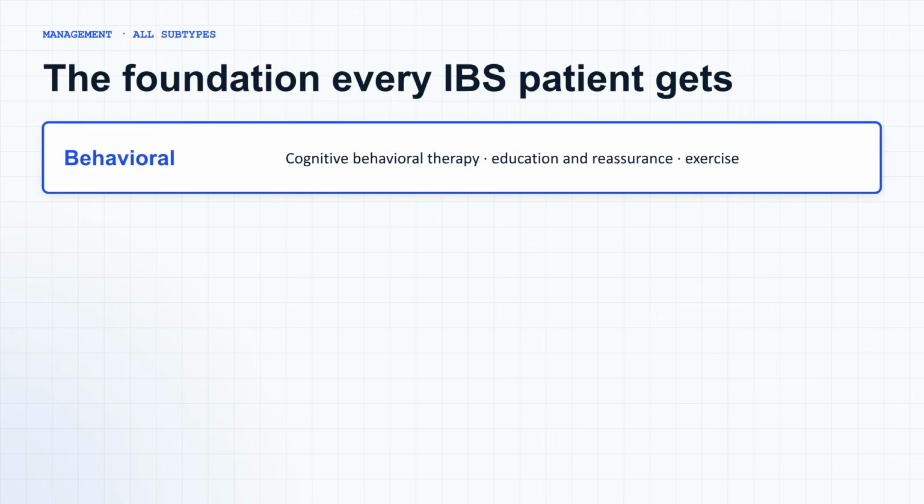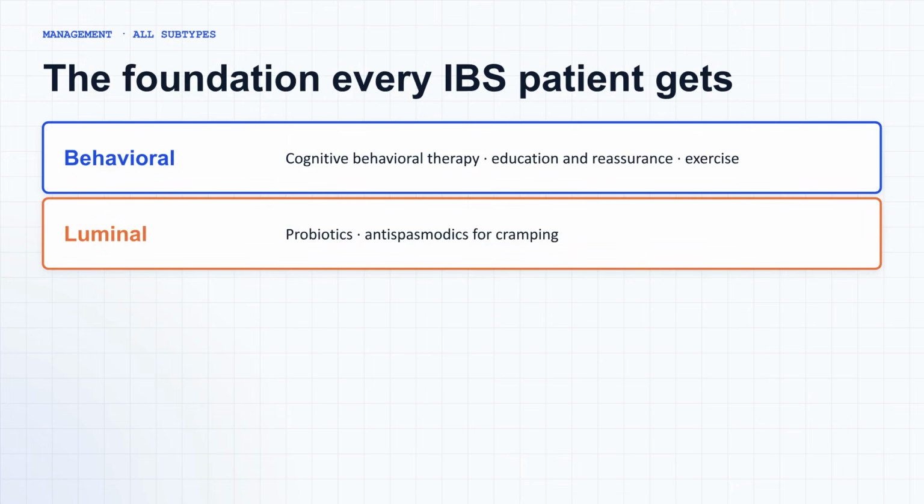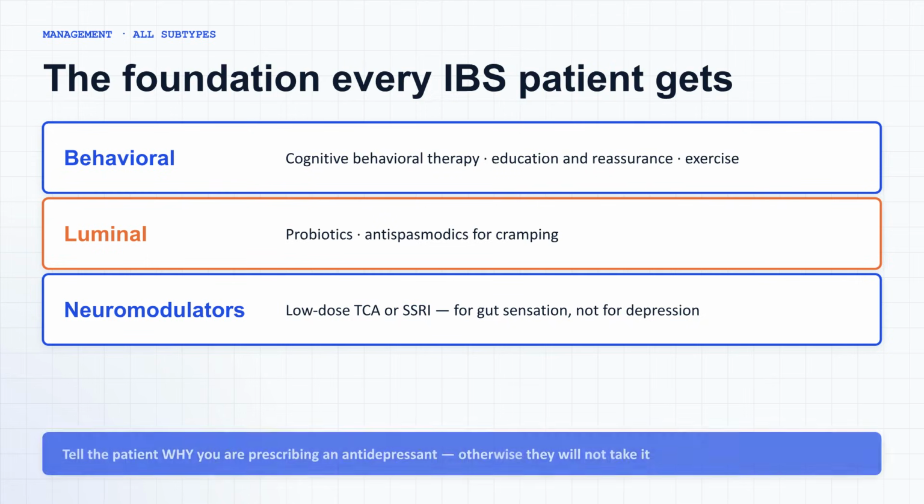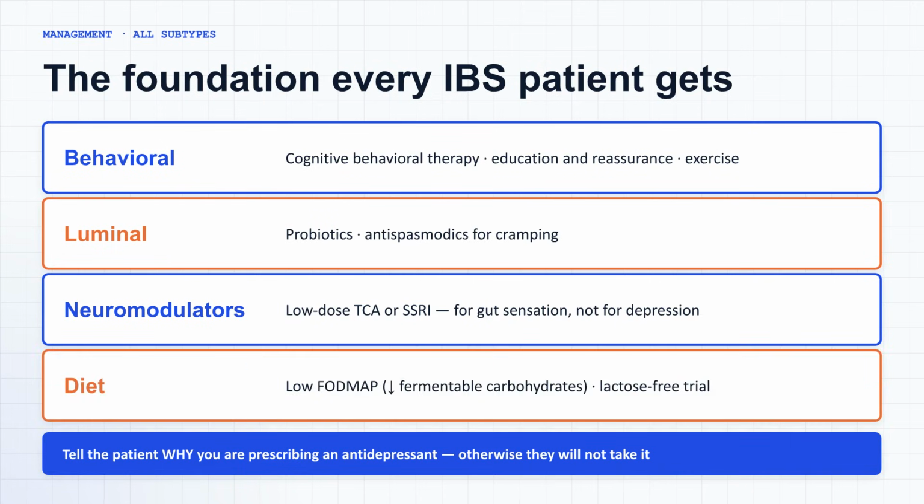Start with education and reassurance, then cognitive behavioral therapy, which has real evidence in this disease. Add exercise, probiotics, and antispasmodics for cramping. Neuromodulators help a great deal, a tricyclic antidepressant or a selective serotonin reuptake inhibitor at low dose. These are used for their effect on gut sensation, not because you think the patient is depressed. Say that out loud to the patient, or they will stop the drug. Then change the diet. Lower fermentable carbohydrates with a low FODMAP diet, and trial a lactose-free diet. Then layer subtype-specific drugs on top.